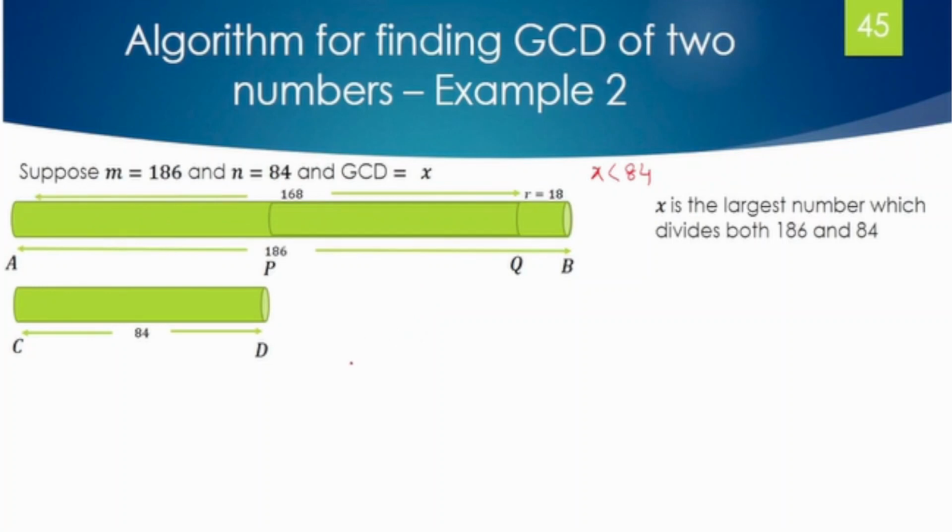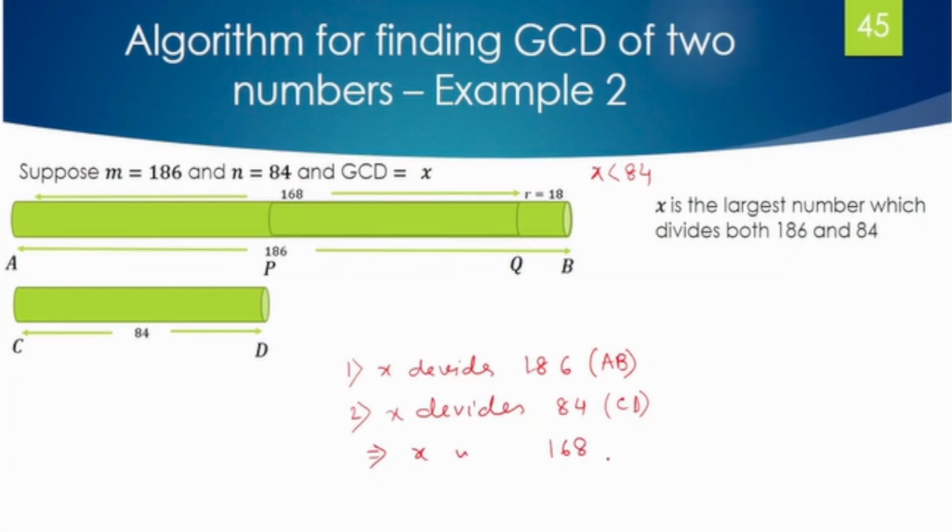From the definition of the GCD, we can also say that, number 1, x divides the length 186, which is nothing but the full rod AB. And number 2, x also divides 84, which is the length CD. Now from statement 2 we can infer x divides 168 as well. Why? Because 168 is nothing but a multiple of 84. That means if you see the diagram, 168 is the length of AQ, right?